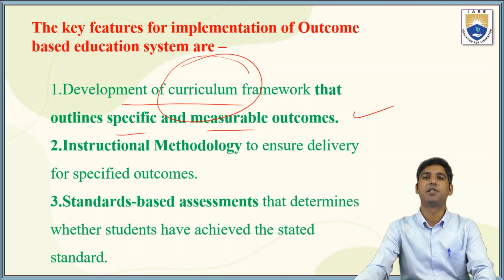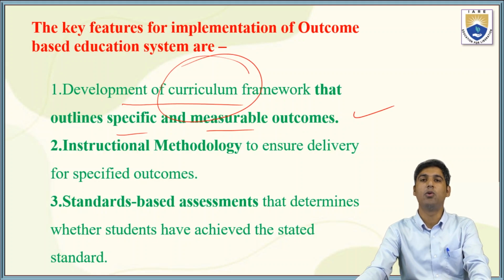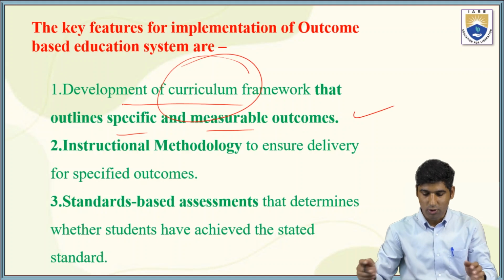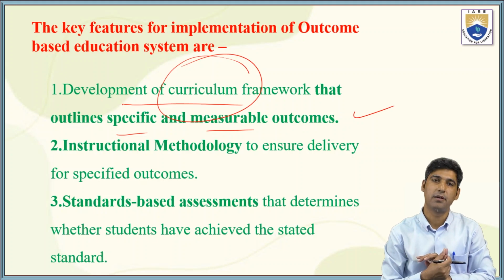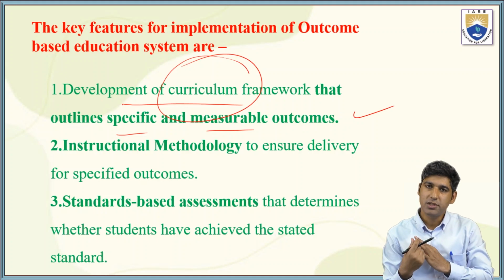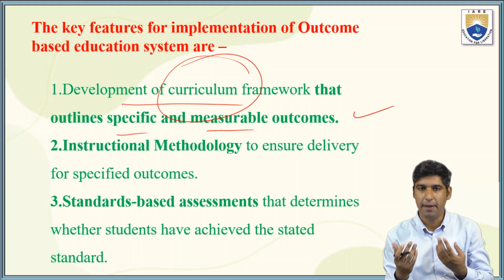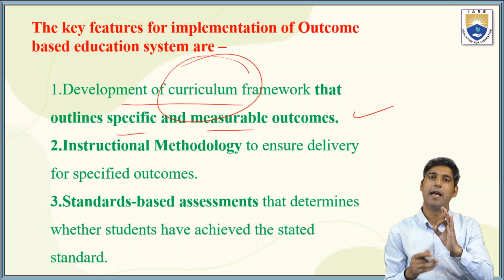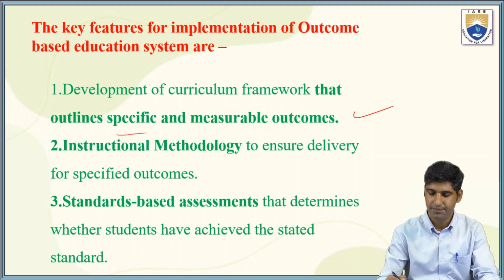They should not be outcomes which cannot be measured at the end of the course or at the end of the program. If it is so, that means the curriculum is faulty, and outcome-based education cannot survive in that curriculum. So the curriculum should outline those outcomes only which can be measured at the end, or which can be attained by the students. Not abstract outcomes, not ambiguous outcomes, not mysterious outcomes. Specific and measurable. They are particular, they are less in number, but they are measurable, attainable, and can be achieved.